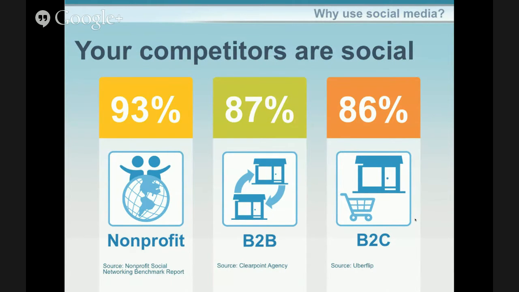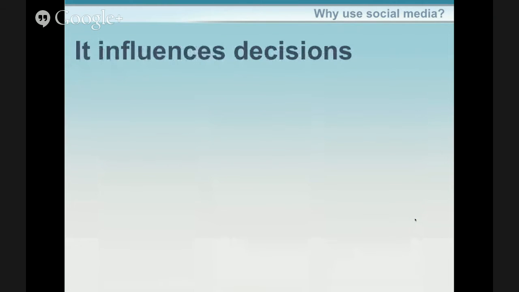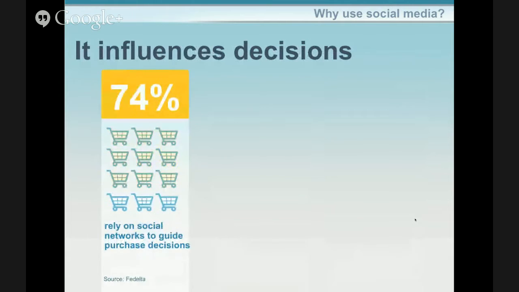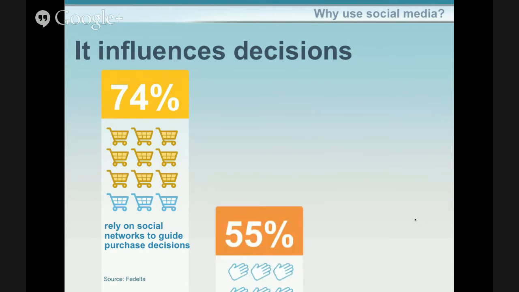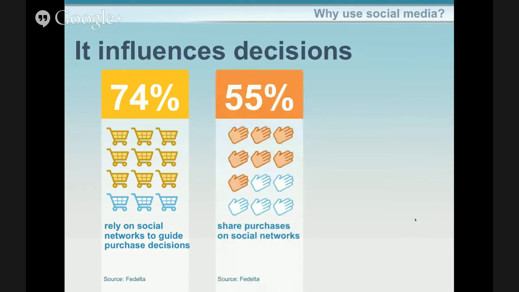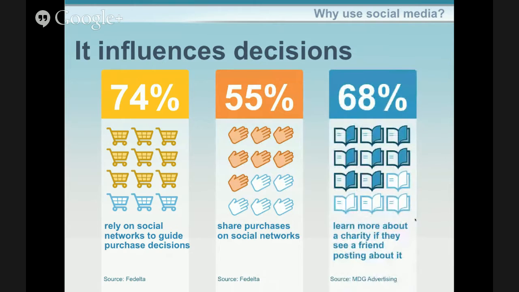Next, even if your competitors are social, the big thing is that social media influences decisions. 74% of folks rely on social networks to guide their purchase decisions. And you'll see it all the time on Facebook and LinkedIn and Twitter. People are asking questions all the time. Has anybody heard about, or do you have any recommendations for the different types of business purchases that they're making? 55% of those folks that are on social networks share their purchases on social networks, and 68% learn more about a charity if they see a friend posting about it.